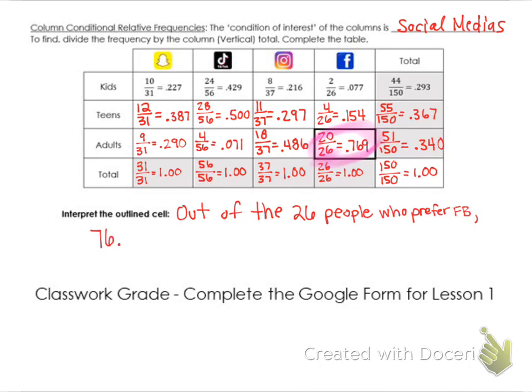So 76.9% were adults, because that is the intersection between adults and Facebook. So all the adults, all the Facebook. Here and here. That's where they meet. So we're talking about only adults. Out of 26 people who preferred Facebook, 20 out of the 26 were adults. And so as a percent, that is 76.9%.